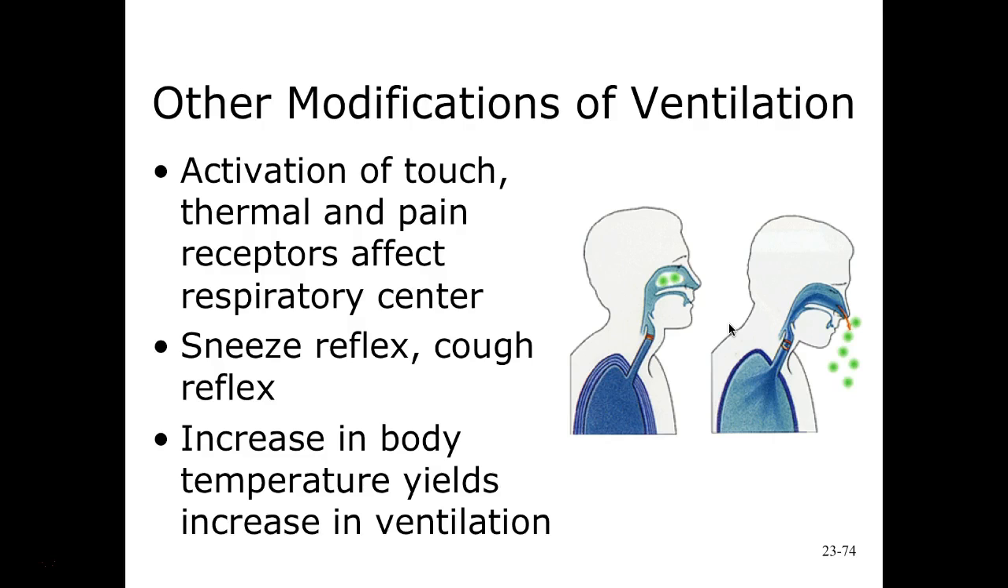Other ventilation modifications are going to be when we have irritants within our nasal cavity. We can have the sneeze reflex take place. If we have irritants within our lungs, we can have the cough reflex take place. And then we also have an increase in our body temperature that will increase ventilation. And this is because our metabolism is elevated, and so we will have more carbon dioxide as a result. And of course, we need to get rid of that carbon dioxide within our body. And then this first bullet point we mentioned on that figure, where activation of touch, thermal, and pain receptors are going to affect our respiratory center as well.